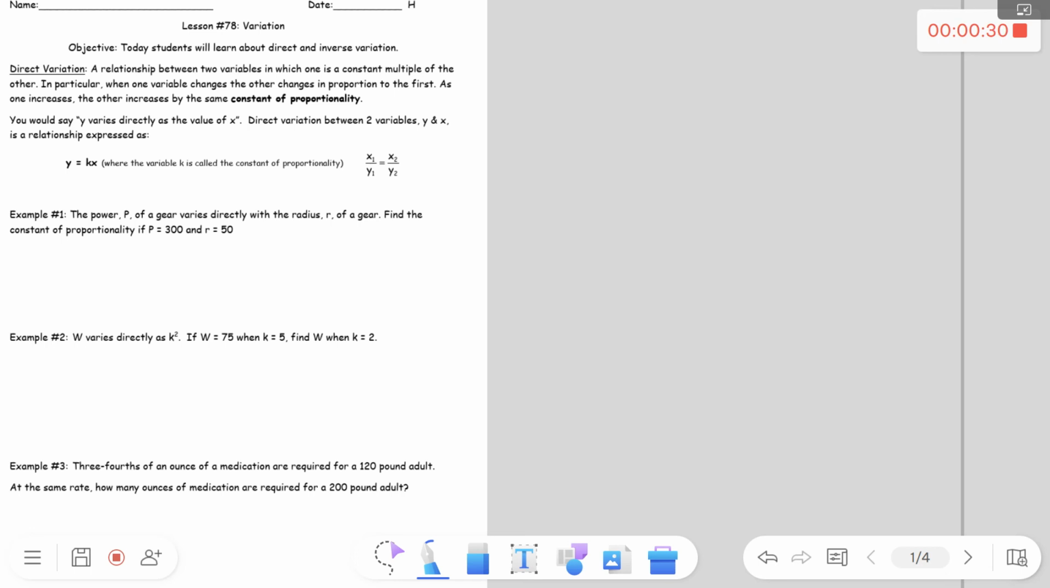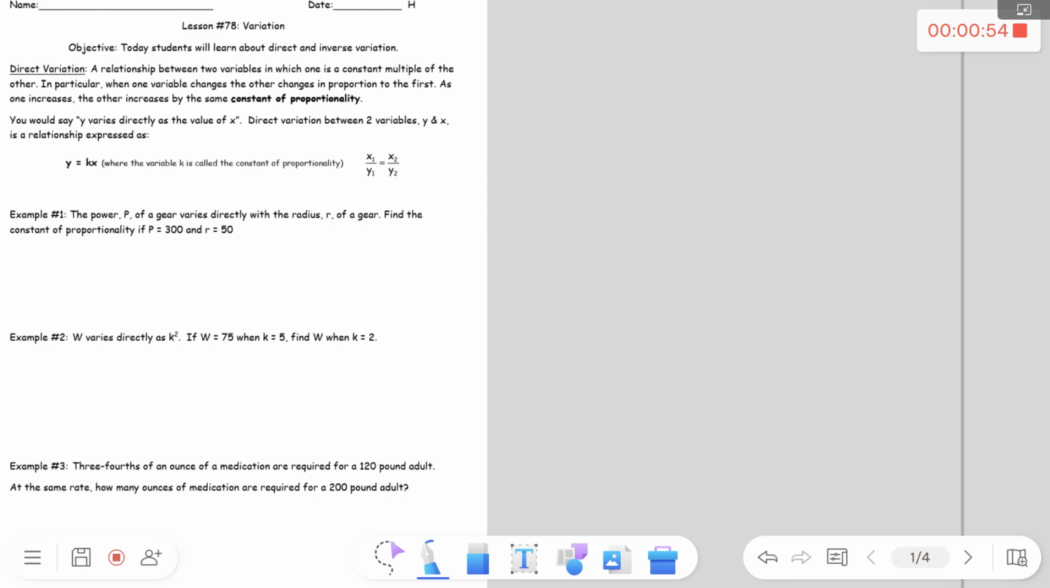All right, so if things vary directly, we're talking about the idea that as one goes up, the other goes up, and there's a constant of proportionality between them. We say y varies directly as x, and we talk about the idea that two variables, x and y, are in an express relationship where y equals k times x, and k being your constant of proportionality. x1 is to y1 as x2 is to y2.